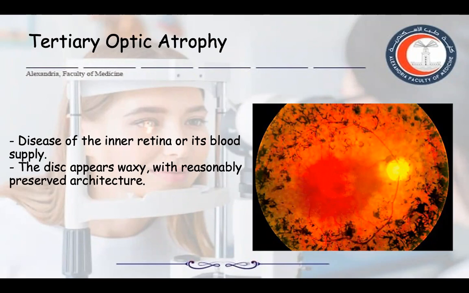So any retinal disease, which is usually obvious in our fundus examination, that result into optic atrophy, this is called consecutive optic atrophy, and in which the optic disc or the optic nerve head has a characteristic waxy appearance.